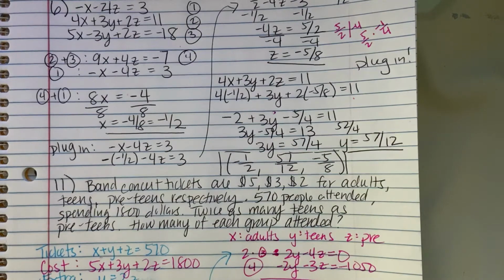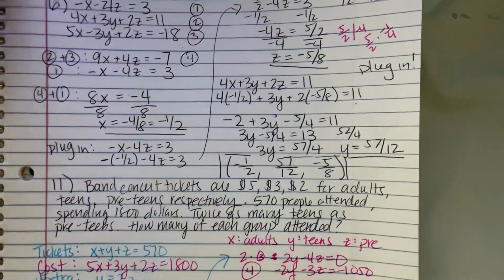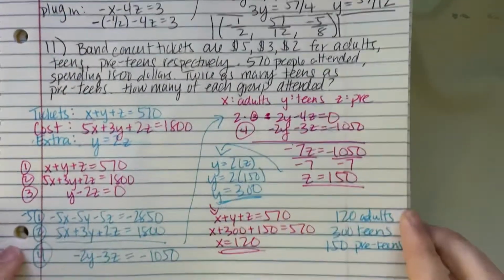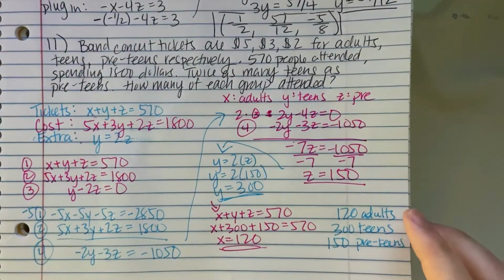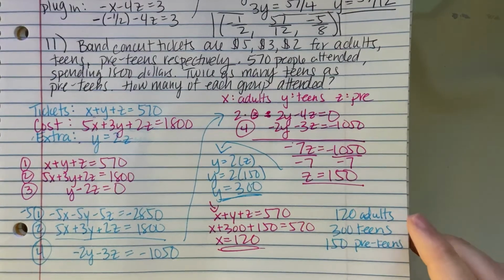Now there's also some word problems on the systems of equations, like number 11. Where it says band concert tickets are $5 for adults, $3 for teens, and $2 for preteens.